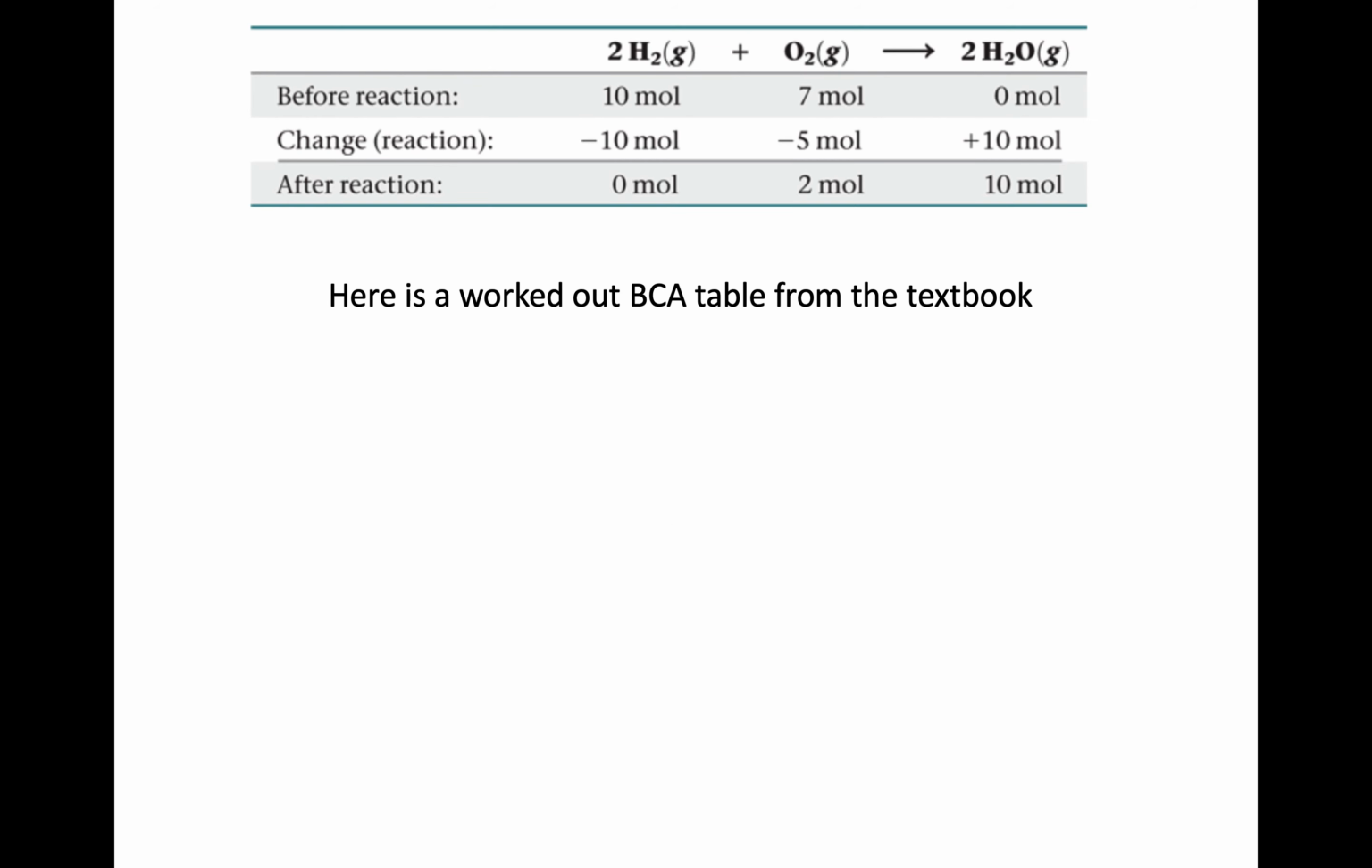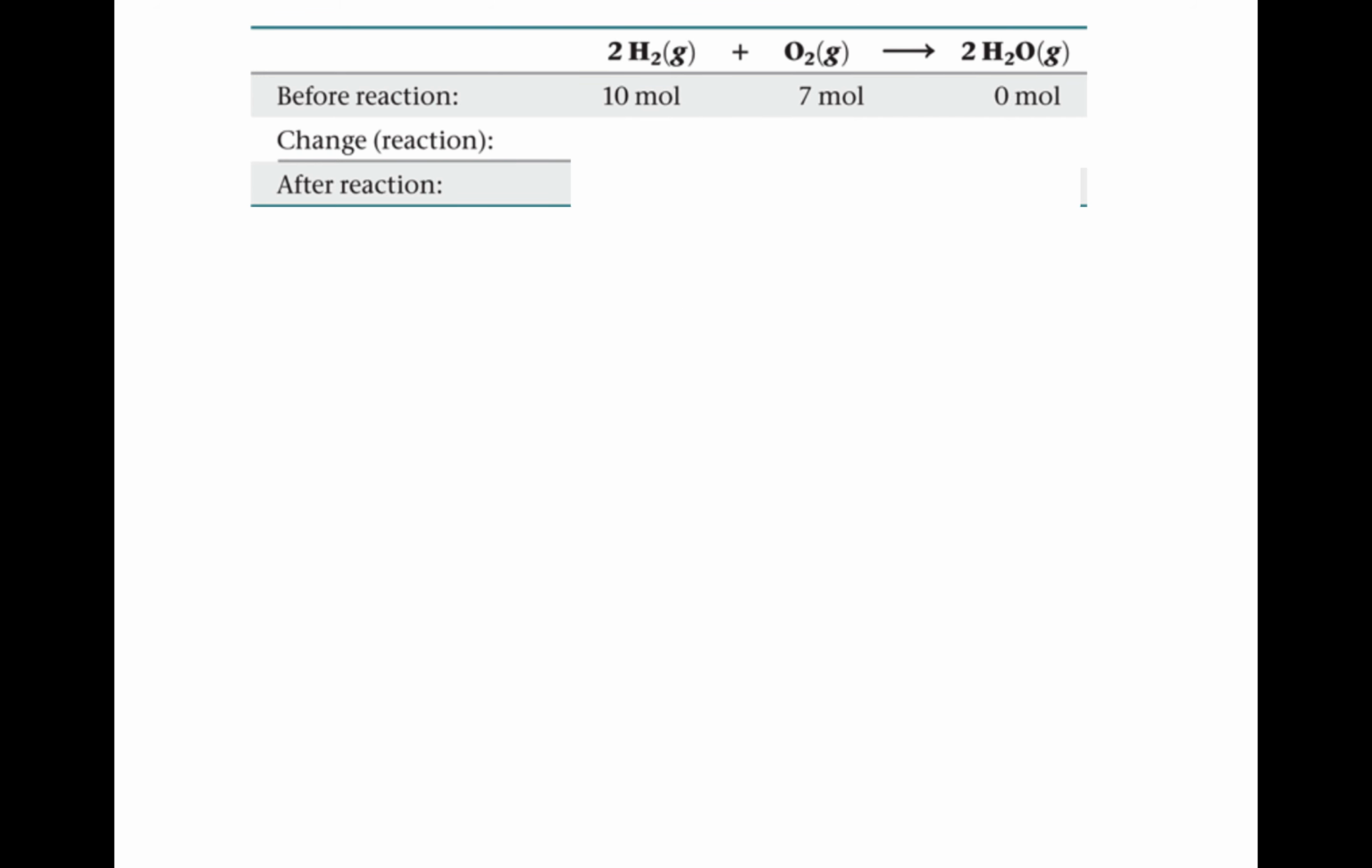Here's the worked example of a BCA table from the textbook. When they introduced BCA tables, this is the example that they used. Now, when I looked at this example, it's clear that in that scenario, the H2 gas, the hydrogen gas, was completely used up. That was the limiting reactant. What if you had that same information, but you weren't sure which one was the limiting reactant? Remember the strategy? Just pick one of the reactants and use it all up.